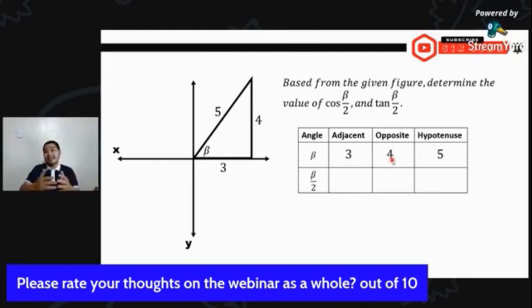Now, let us apply the formula that I showed you a while ago on the previous slide. For the adjacent side of beta over 2, that would be x plus r. In that case, that would be 3 plus 5, and that would be 8. For the opposite side of beta over 2, same with the opposite side of beta, that would be 4. And for the hypotenuse, we're just going to apply the Pythagorean theorem here. I'm going to give you 10 seconds to identify the hypotenuse. What do you think would be the hypotenuse of beta over 2?